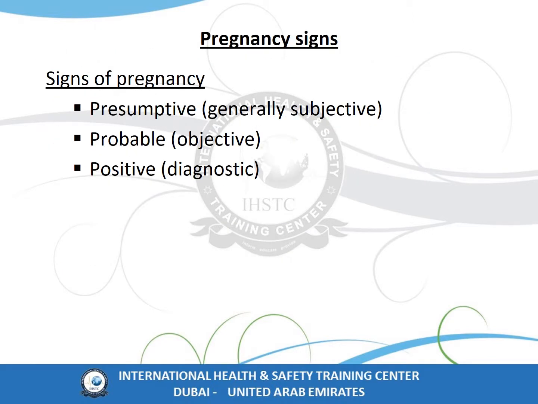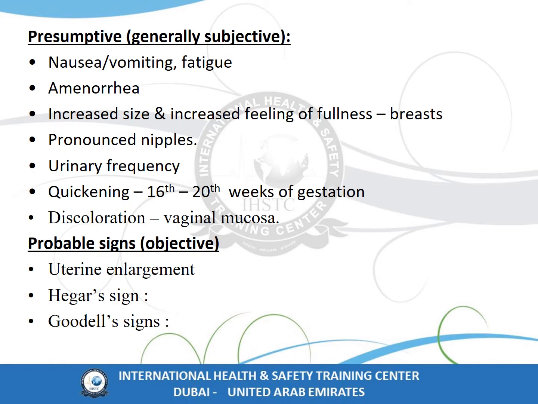What are the signs of pregnancy? They are the presumptive signs, probable signs, and the positive signs. What are the presumptive signs? They include amenorrhea, nausea and vomiting, increased size and increased feeling of fullness in the breasts, pronounced nipples, urinary frequency, quickening, that is the first perception of fetal movement by the mother, which may occur in the 16th to the 20th week of gestation. There could be fatigue and discoloration of the vaginal mucosa.